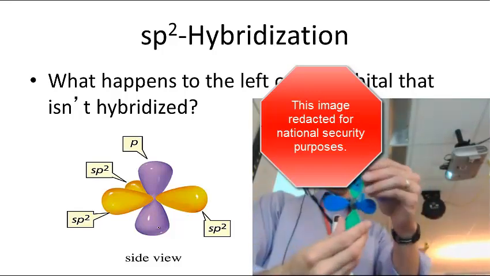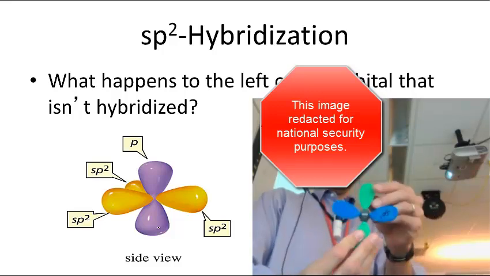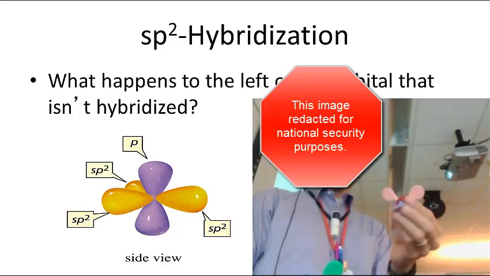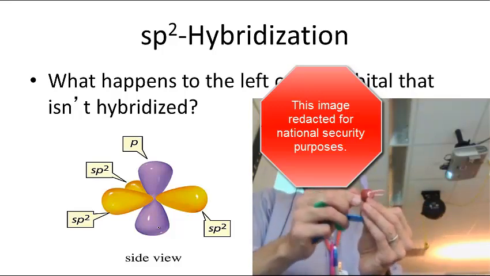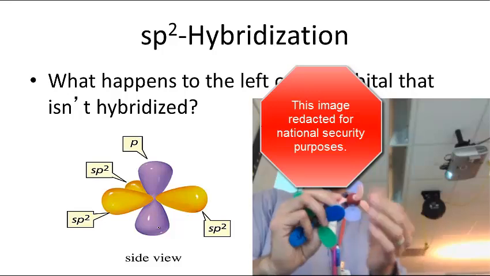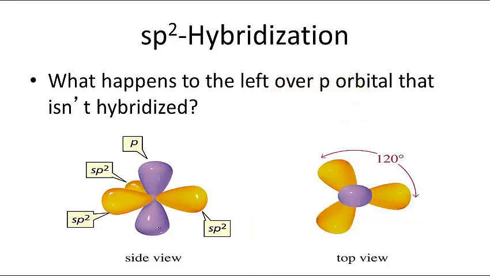So there's one model. Here's another model in which I've made the sp2 hybrid orbitals pink, and then the p orbital is purple. So I'll pass those around. And definitely check them out when you come to the classroom.